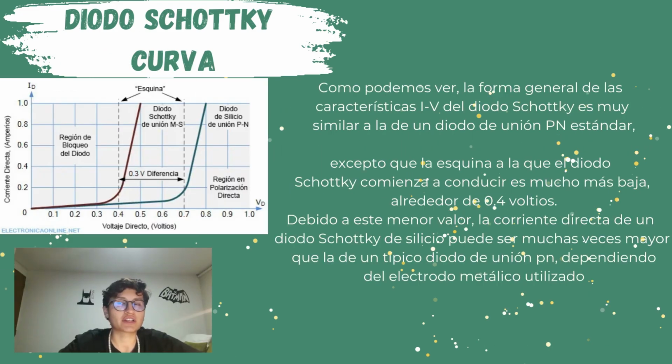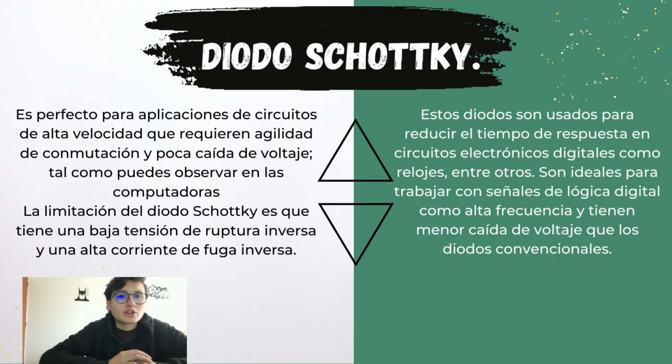Curve. As we can see, the general shape of the characteristic of the Schottky diode is very similar to that of a standard p-n junction diode, except that the corner at which the Schottky diode starts to conduct is much lower, about 0.4 volts. Because of this lower value, the forward current of a silicon Schottky diode can be many times larger than that of a typical p-n junction diode, depending on the metal used. It is perfect for high-speed circuit applications that require fast switching and low voltage drop.